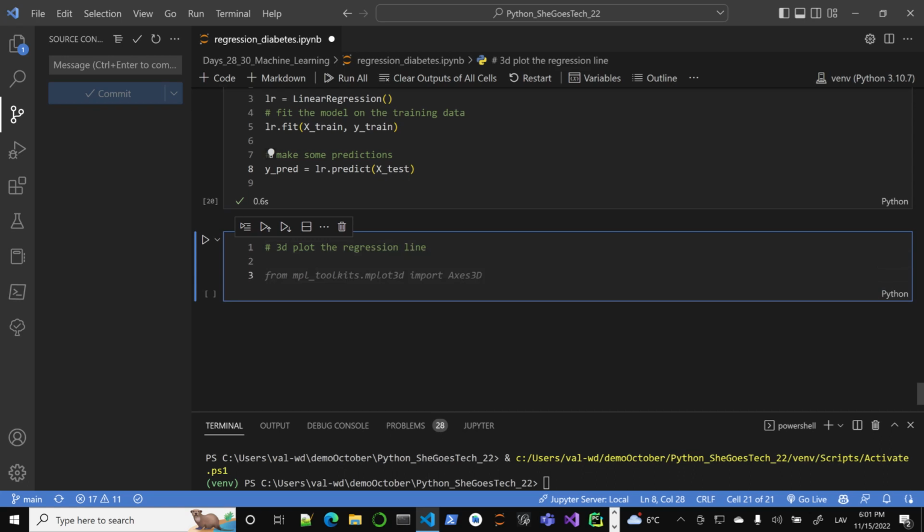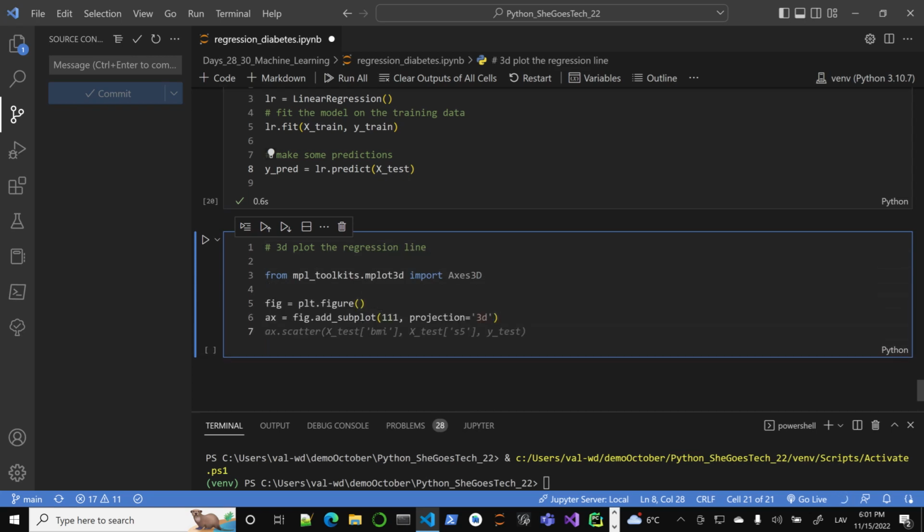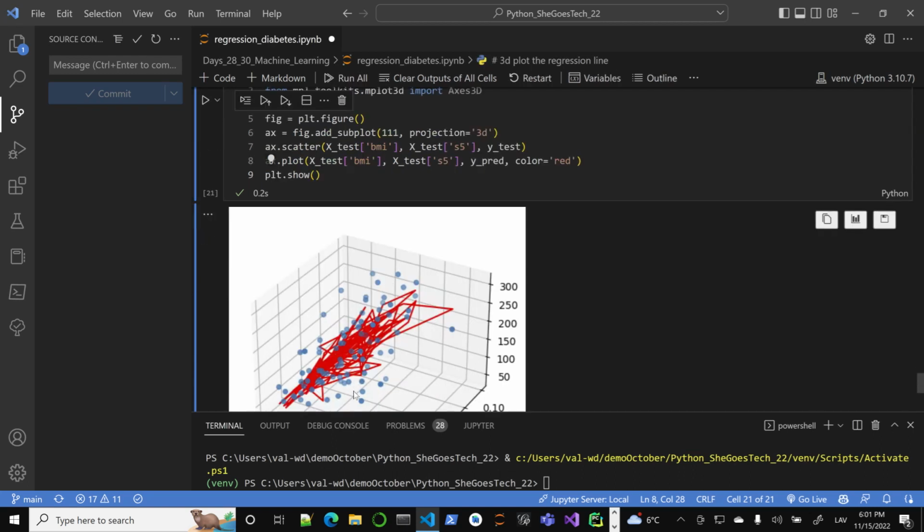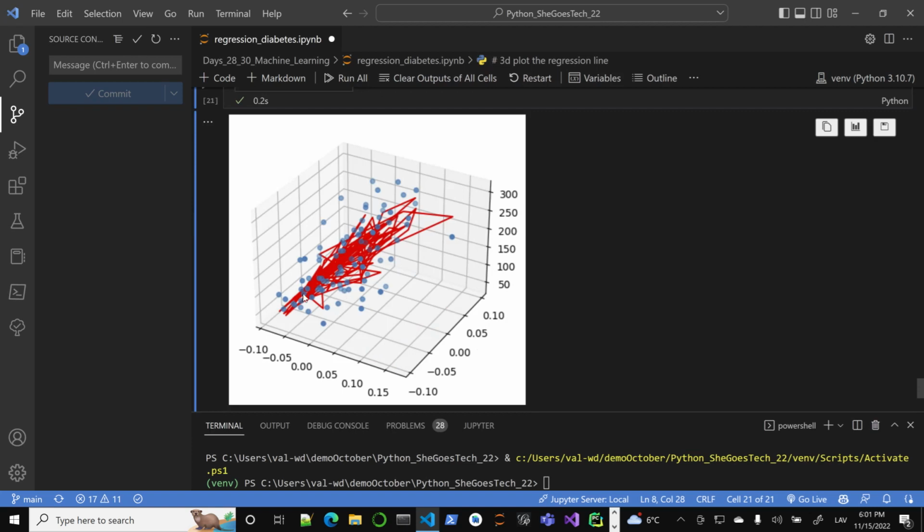Let's see if we can do this. I don't know if it's going to work. Maybe not. Yeah, BMI is 3. Okay, looks okay. Y prediction. Let's see. Maybe it'll work. Yeah, you can see this plane. It worked right there.